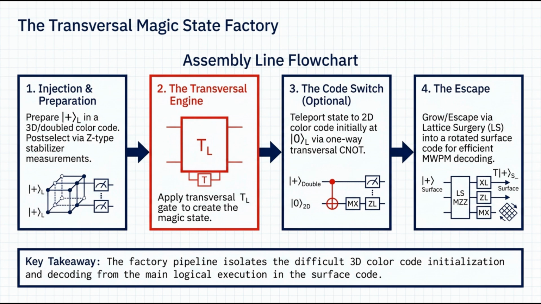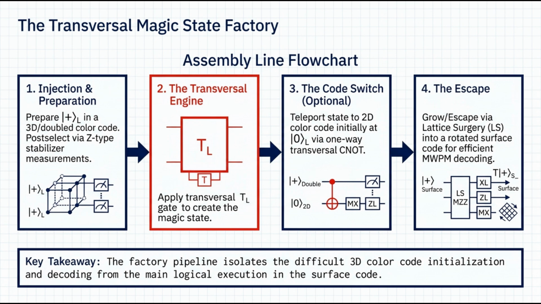The paper's proposed transversal magic state factory operates as a structured assembly line represented by this 4-step flowchart. In step 1, a logical plus state is prepared in a 3-dimensional or doubled color code, followed by post-selection based on Z-type stabilizer measurements. In step 2, the transversal engine applies a transversal logical T-gate to create the high-fidelity magic state. Step 3 is an optional code switch.